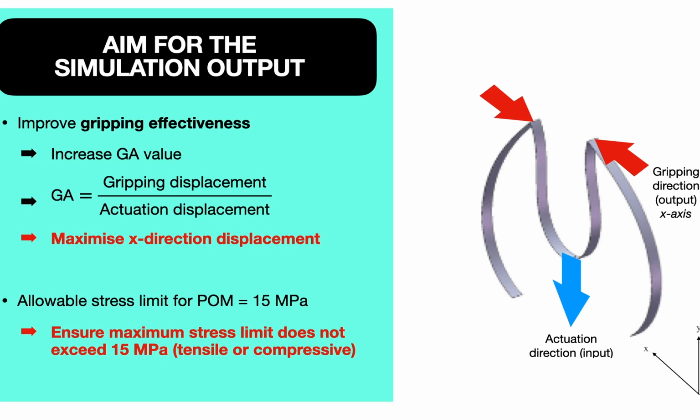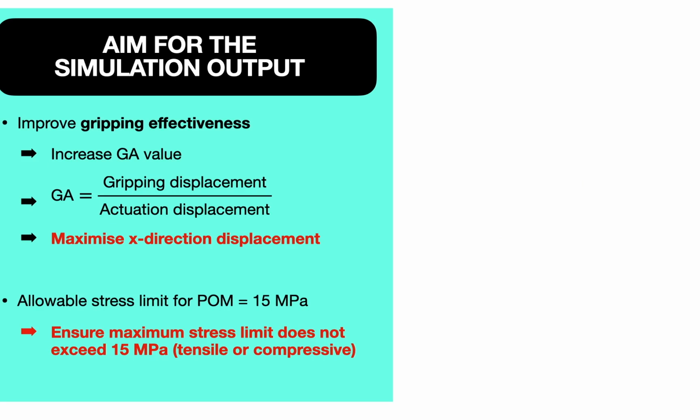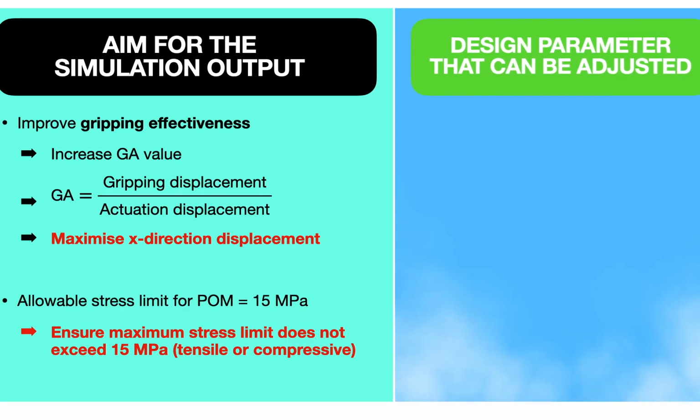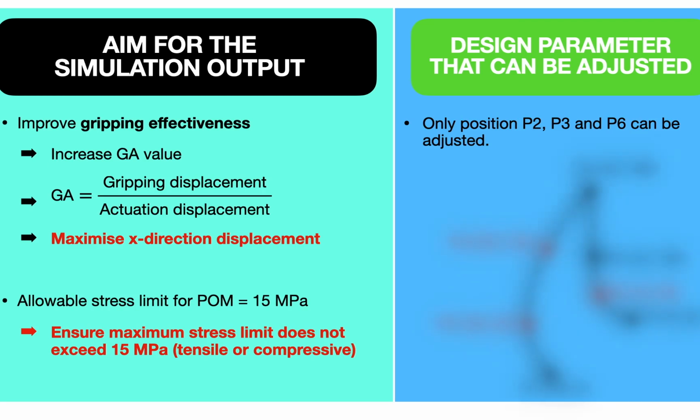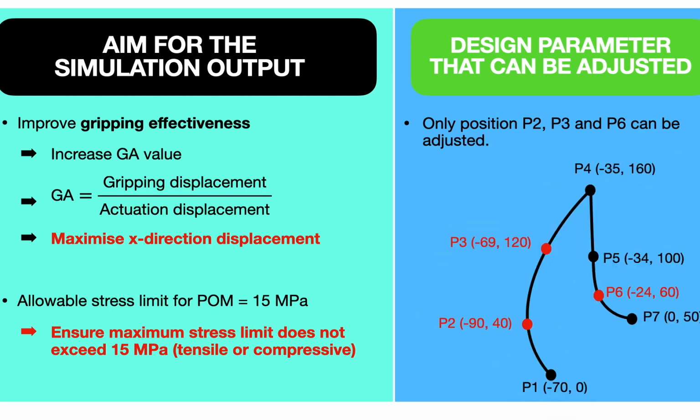Now that we have defined the target objective of our simulation model, the next step is to look into the design parameters which we can control or modify. In this case, given in your slide, only positions P2, P3 and P6 can be adjusted. If you recall, the design profile of the flexible gripper is defined at 7 points, labeled P1, P2, P3 until P7. Based on the figure given to you, only positions P2, P3 and P6 are allowed to be adjusted.